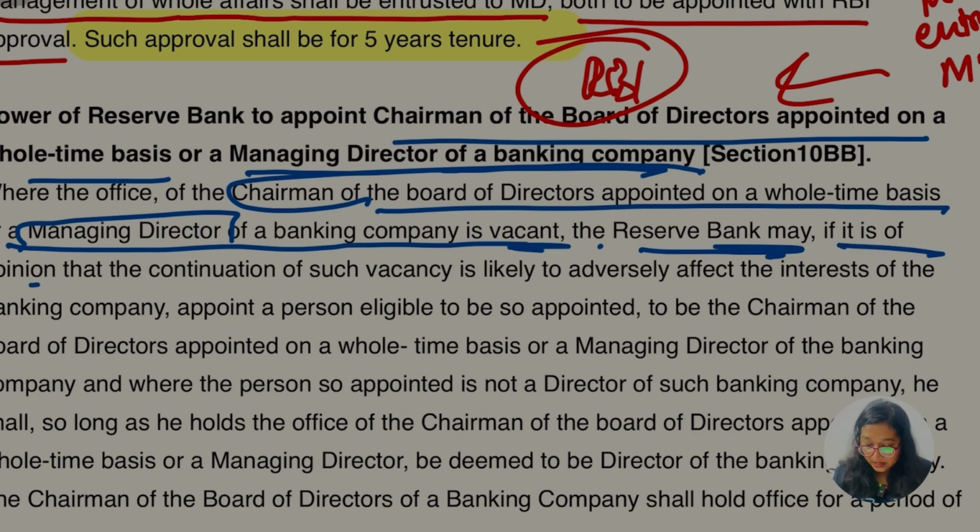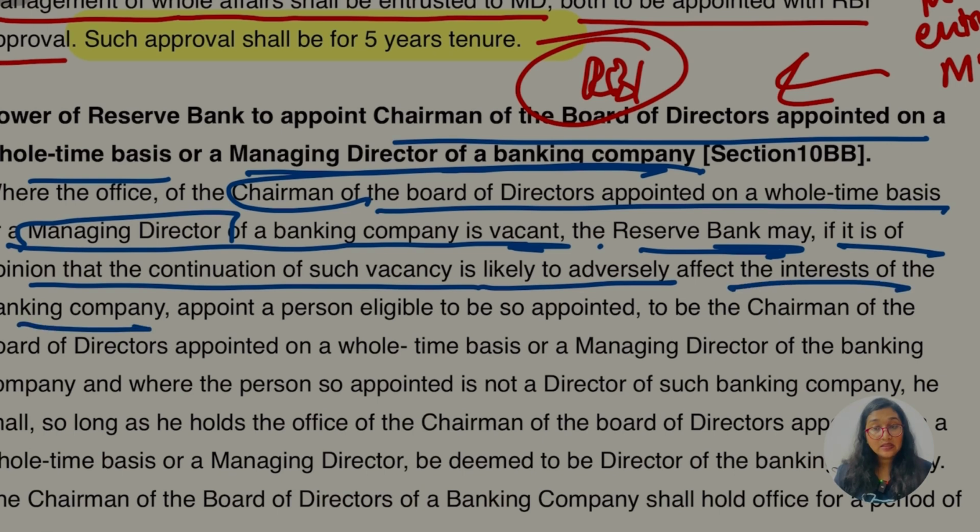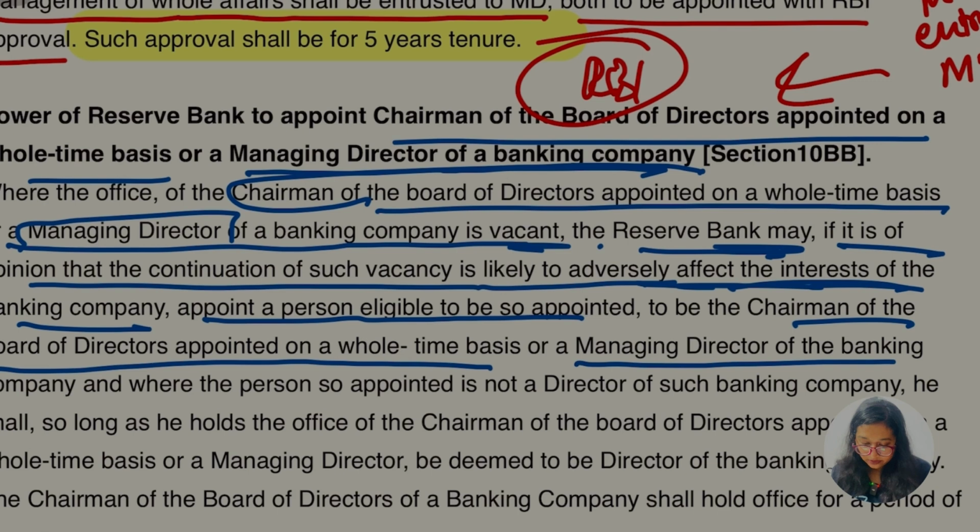the RBI may, if it is of the opinion that the continuation of such vacancy is likely to adversely affect the interest of the banking company, appoint a person eligible to be so appointed. In that case, the vacancy is going to be filled by the RBI, which appoints a person as chairman of the board of directors appointed on a full-time basis or as managing director of the banking company. This much is understood.